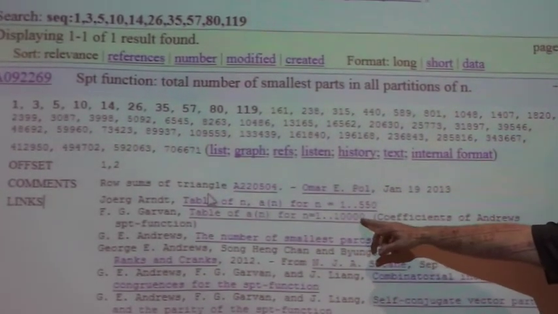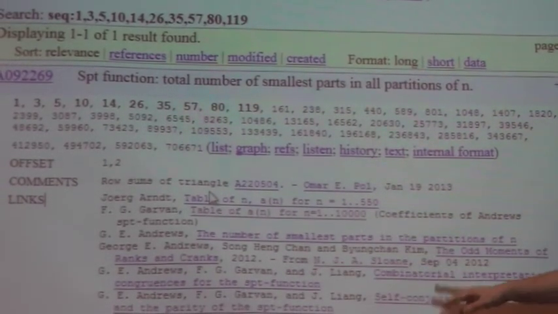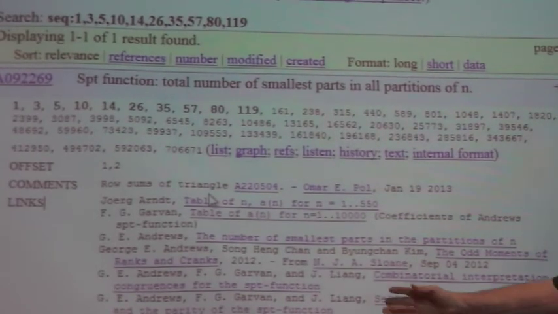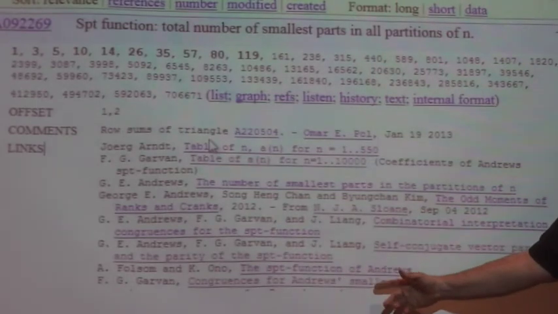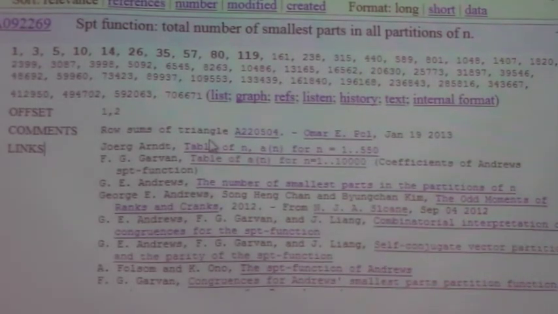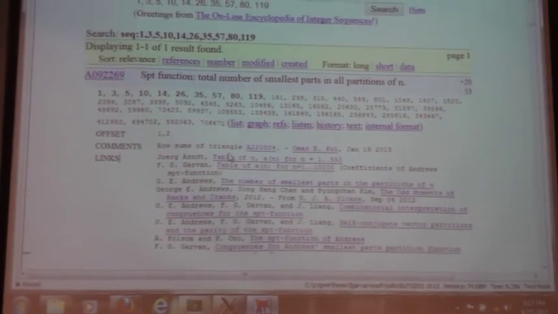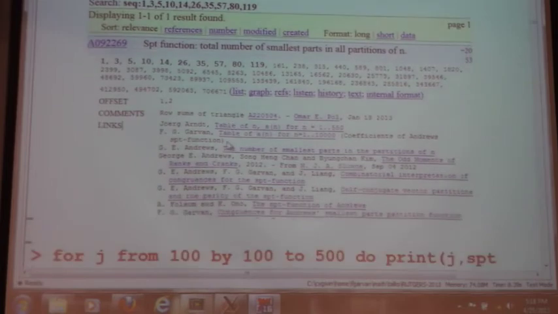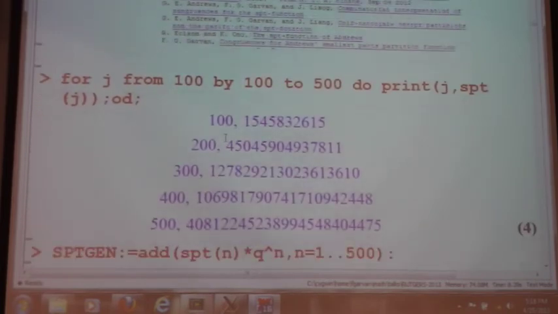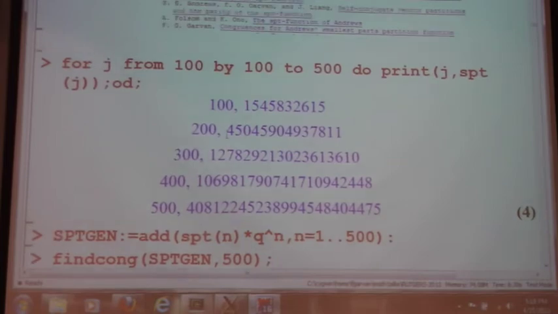Here I've got a link to a table of the first 10,000 values. And there are some other papers. I have a paper with Andrews and Liang on this as well. Kim and Amanda Folsom have a paper on this. So it just keeps going. If I ever want to search for a paper on the SPT, I just paste the first 10 terms into Sloane's page, and I've got easy access to the references. So here's a table of some SPT values.